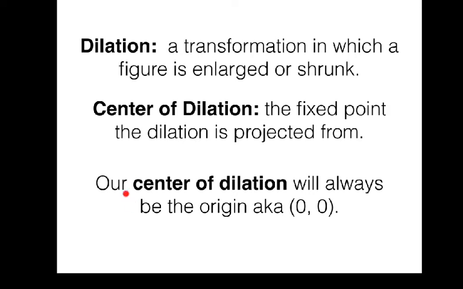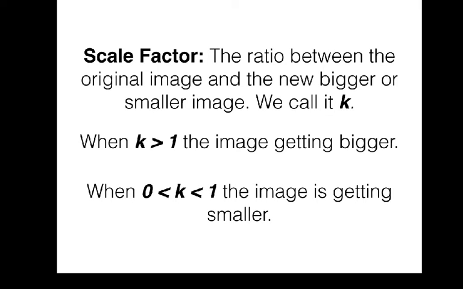Anyway, in our case, we will always use the origin as our center of dilation because we don't want to have to get compasses and all that nonsense out. The biggest thing about dilation is its scale factor, and this is the ratio between the original image and the new bigger image or smaller image, and we call this K.